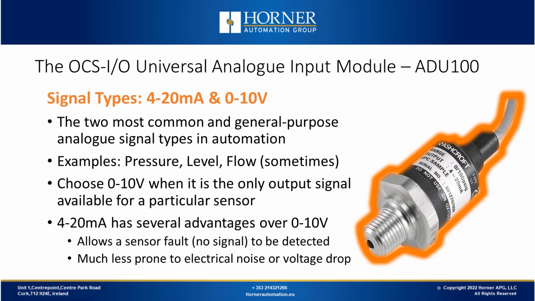Firstly, if you have a sensor that fails or a wire that comes loose, you'll be able to detect in 4 to 20 milliamps that you have a signal below 4 milliamps, which means there's a problem. Whereas if you have a 0 to 10 volt sensor that fails, 0 volts doesn't really tell you anything because 0 volts is a valid reading. Also, 4 to 20 milliamps, because it's a current, is much less prone to noise or voltage drop.